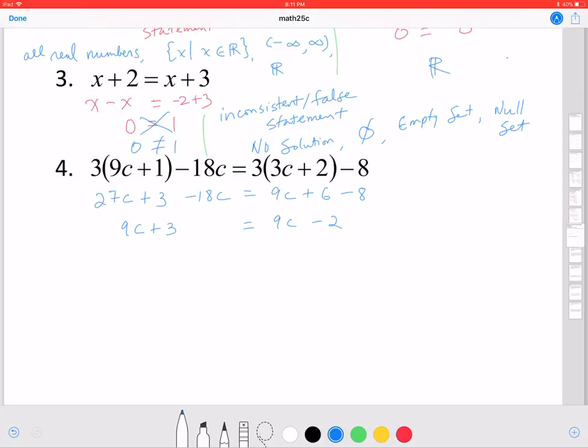Now hope you will see that it's similar to number 3. If we subtract 9c on both sides, what we'll end up with is 9c minus 9c is equal to negative 3 minus 2, or 0 is equal to negative 5. Again, a false statement. 0 is not equal to negative 5. So our answer is the same as problem number 3. This is an inconsistent or false statement. There's no solution, empty set, null set, whichever you choose to use.